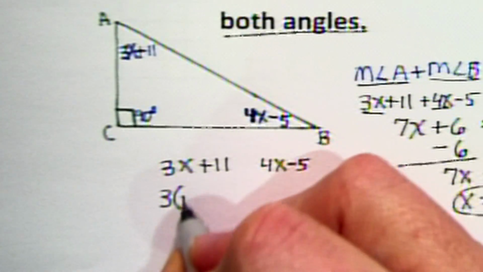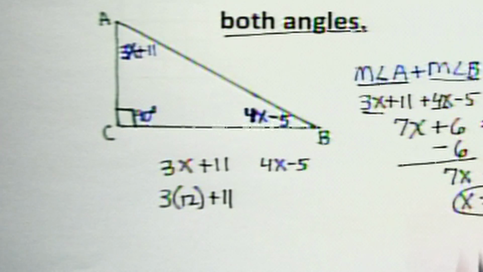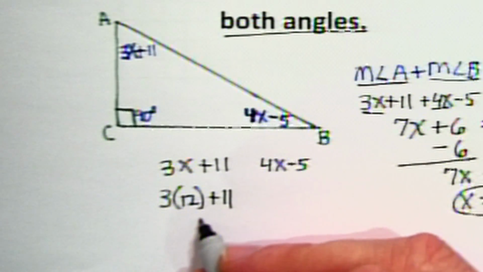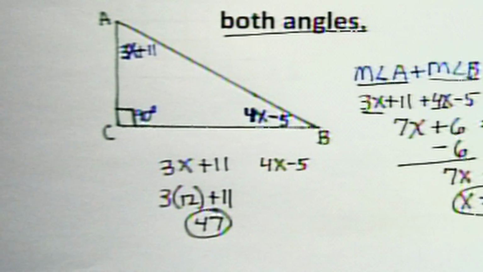Let's put in 3 times 12. Never assume, they say, all right? Don't do that, all right? And we got 3 times 12, which is 36. Adding 11 to that, we have 47. So it didn't come out even there, did it? It came out instead of 45 and 45, it looks like it's 47 and something.